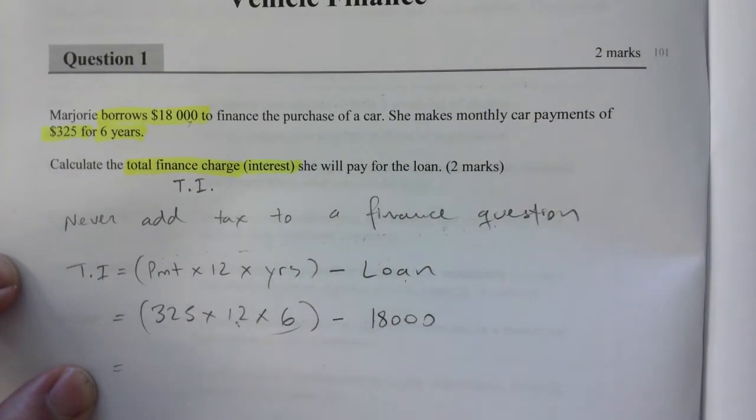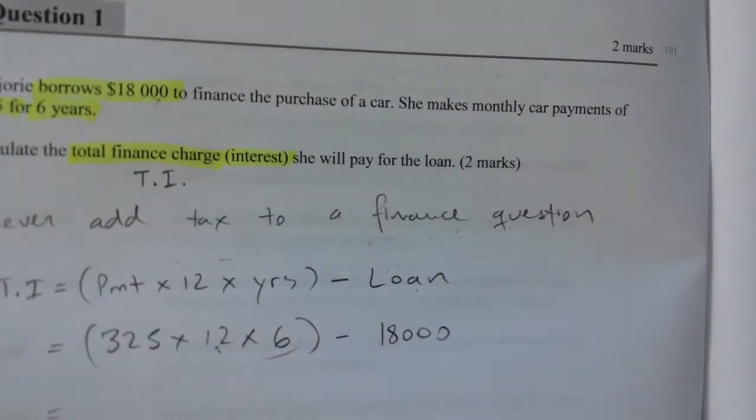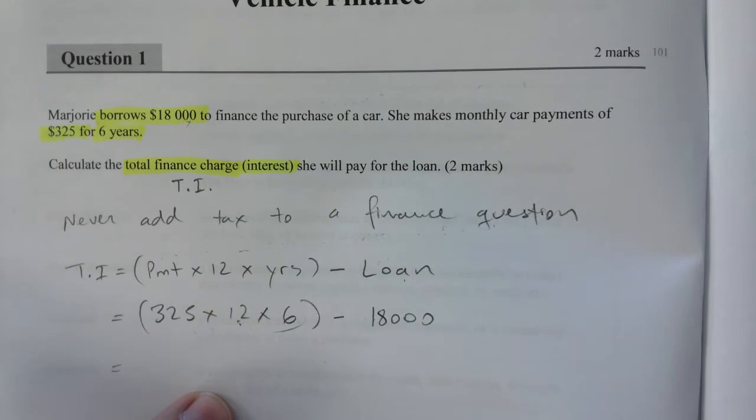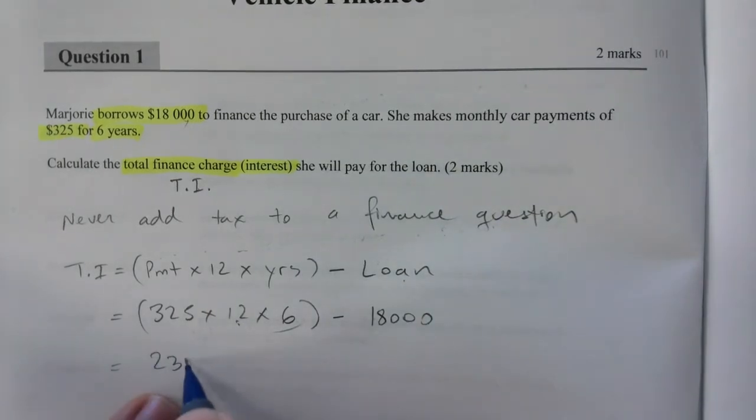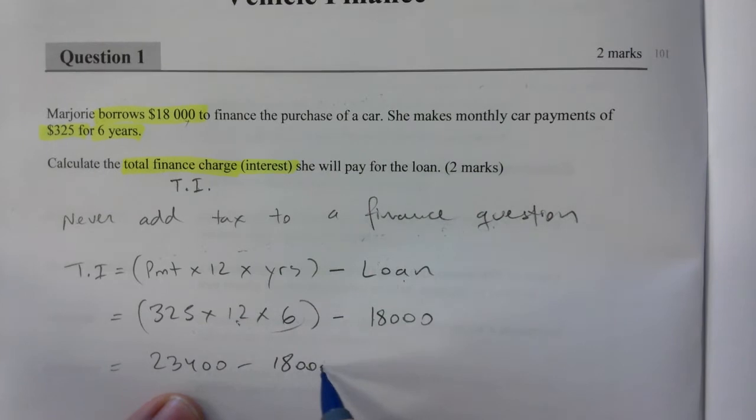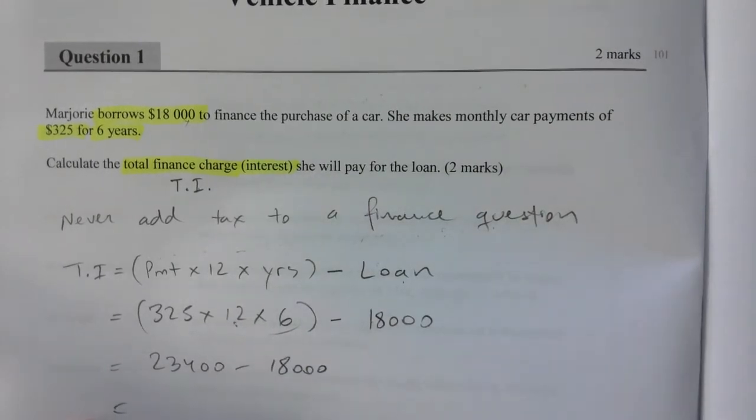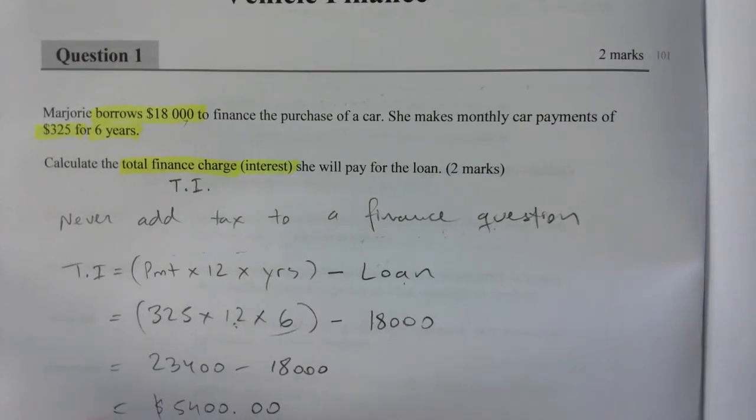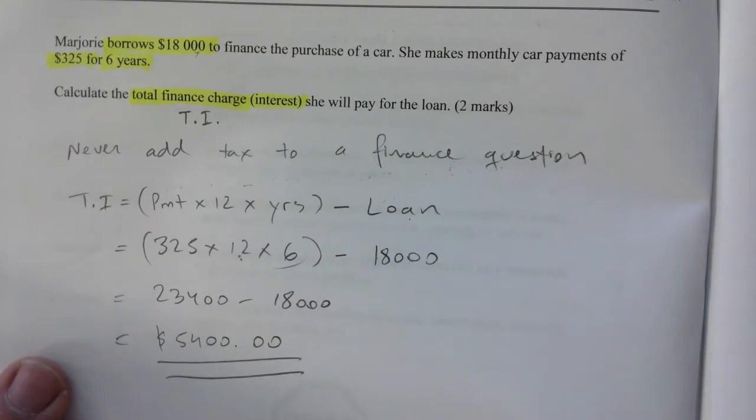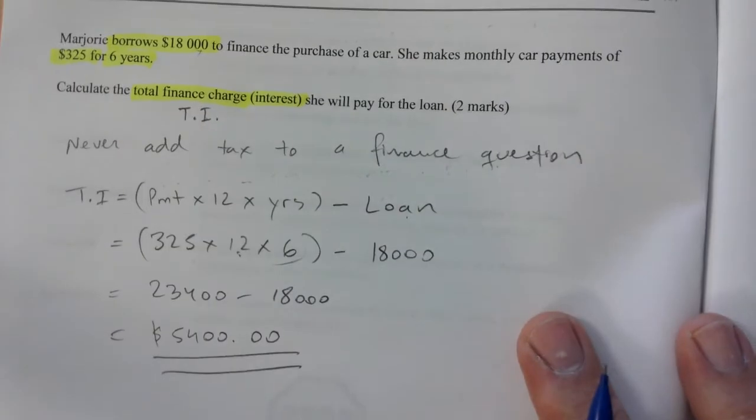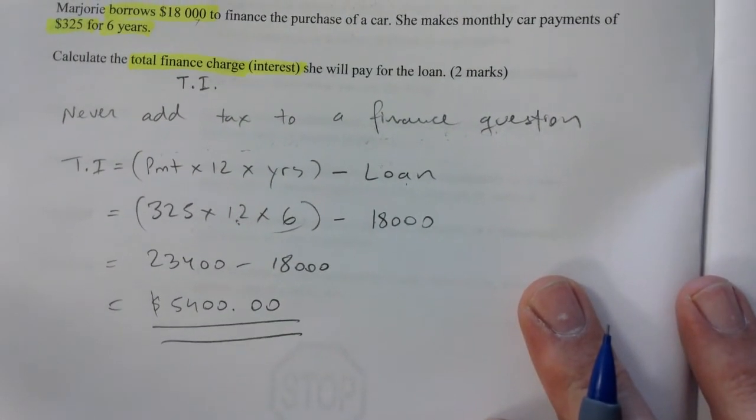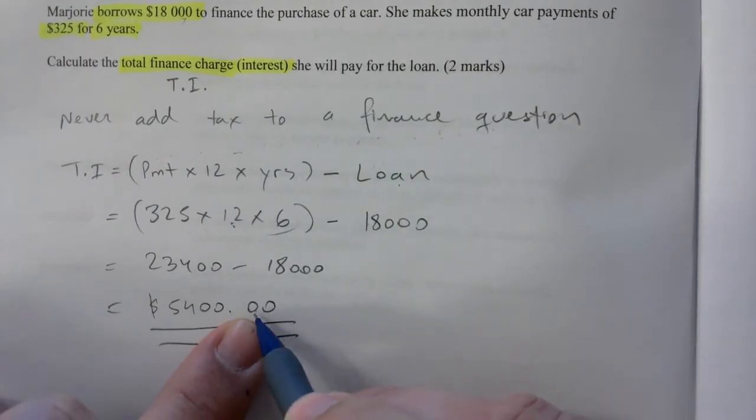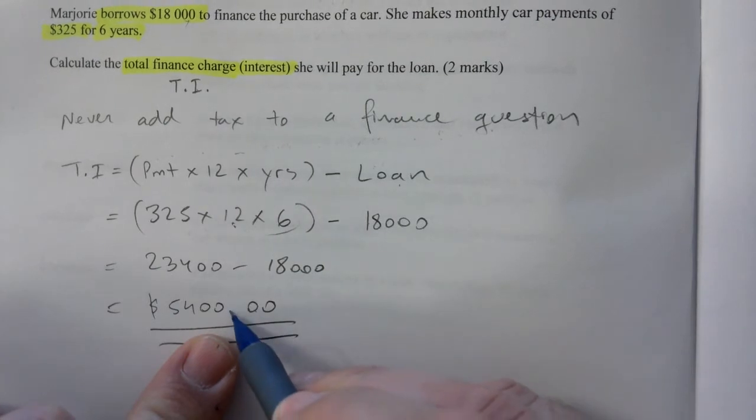So 325 times 72, that's 23,400. Show your work. Minus 18,000, that's 5,400. Just to be safe, round to 2 decimals. Put the 2 zeros on there just in case, right? Because if it's money and it's 0.5 and you just put 0.5 instead of 0.50, you lose half a mark.